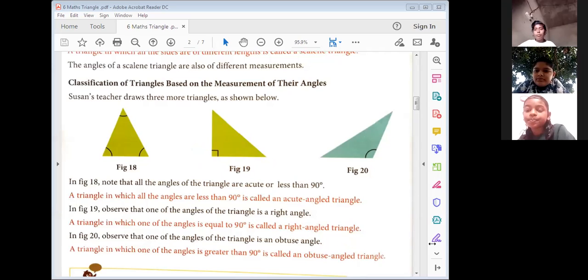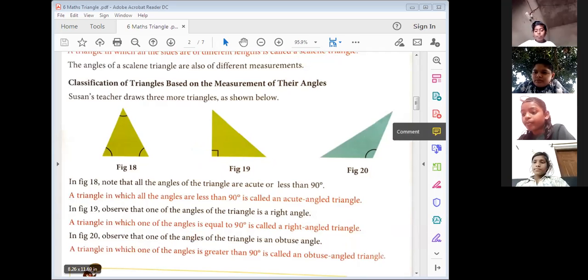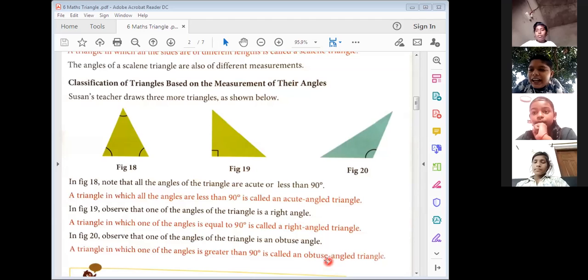Let's say you have a triangle like the figure, where one of the angles is more than 90 degrees. That type of triangle is known as an obtuse angle triangle. We have already told you these angle names as per the measurement. So on the basis of angles, can you classify triangles based on the measurement of their angles?